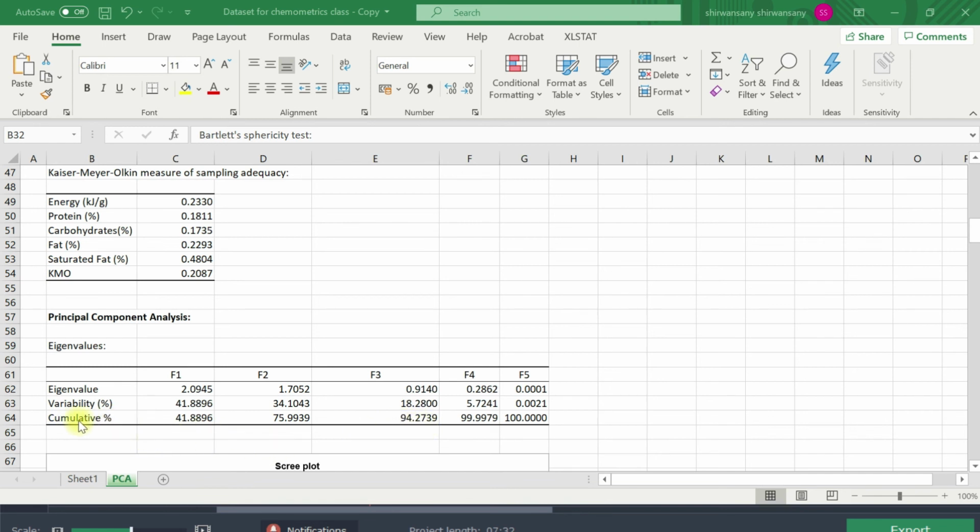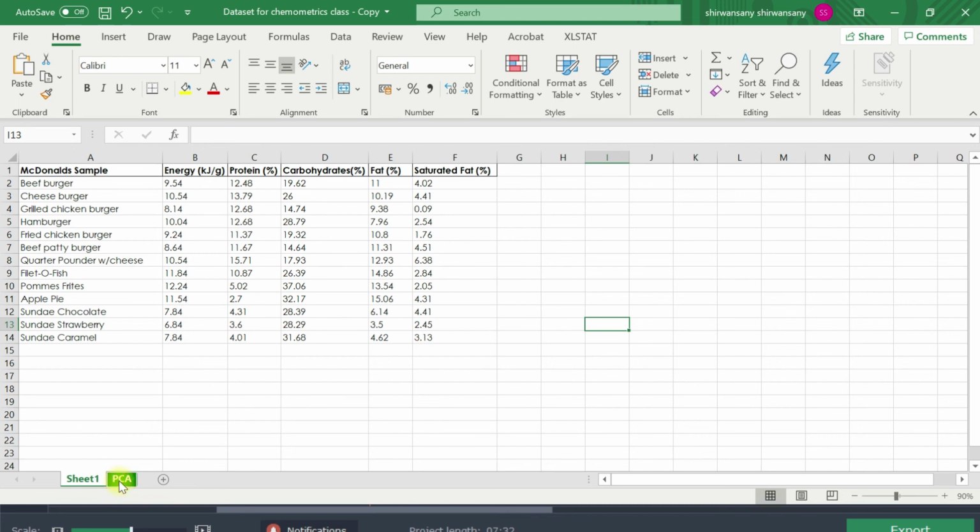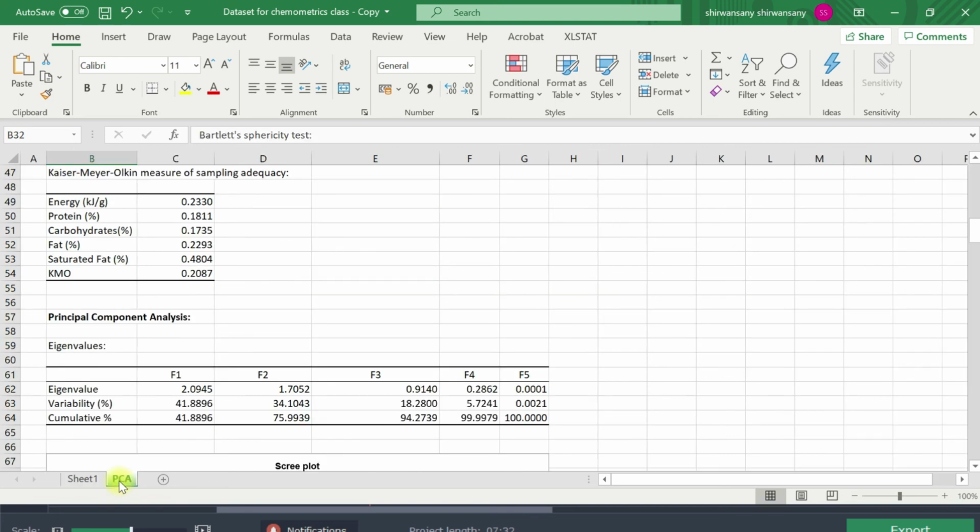94.2739. So this cumulative percentage and variability tell us that when it reaches principal component 1 and principal component 2, the cumulative variability is 75.99. That indicates that 75.9939% of our data set is explained in this principal component analysis. Out of 100% of our data, 75.99% has been explained in this principal component analysis. Okay, till then we'll continue to the next part of principal component analysis.